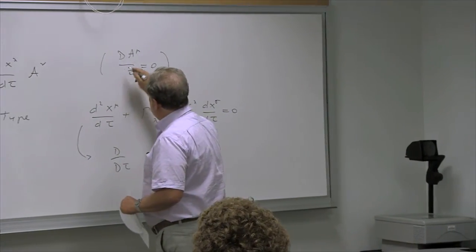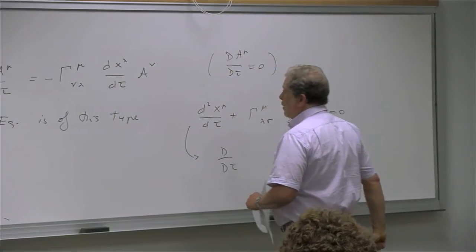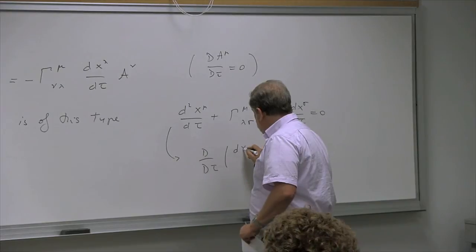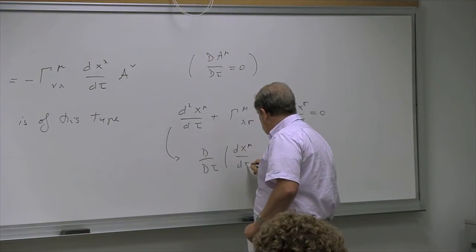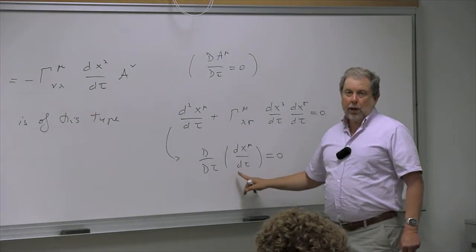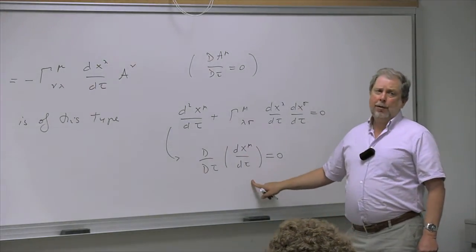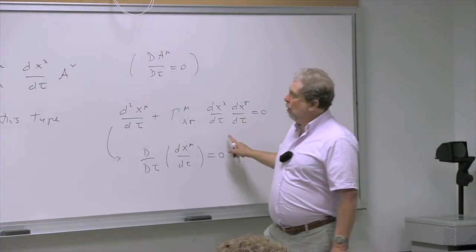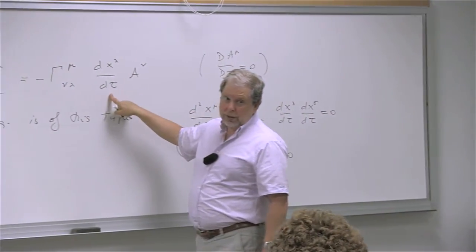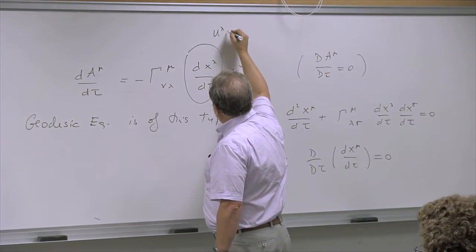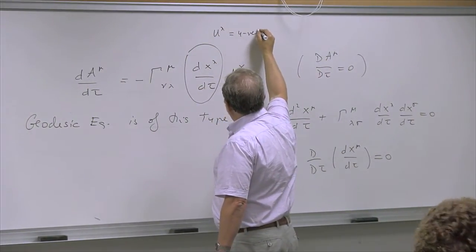This should be a capital, by the way. Yeah, better to write it as a capital. D by d tau of dx mu by d tau is equal to 0. Because if you write it in this way, you get the ordinary derivative, which is the second derivative with respect to tau squared, and then the affine connection term, which is exactly this one. Because you see you have the 4 velocity here. Right, this is the 4 velocity term. This is u lambda equal to 4 velocity.